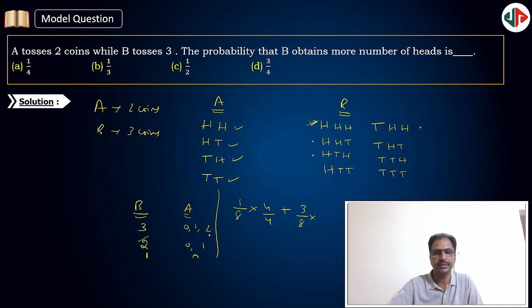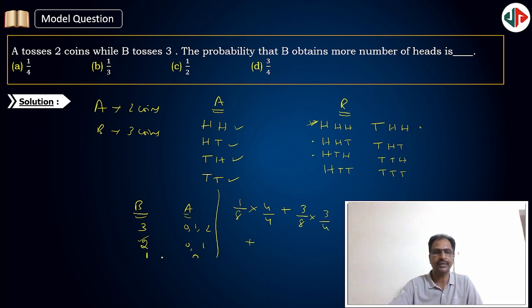In that case, A should get either 0 head or 1 head. Either 0 head or 1 head means how many cases for A? Either 0 or 1, 3 cases out of 4. So 3 by 4. And last case.